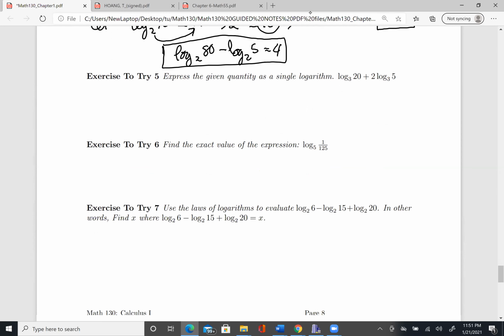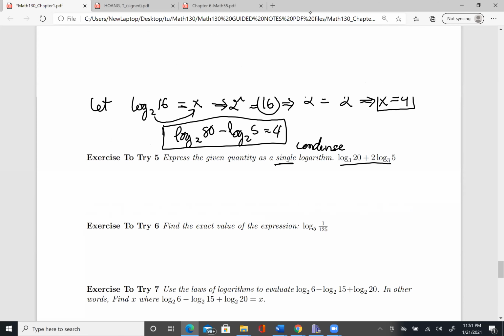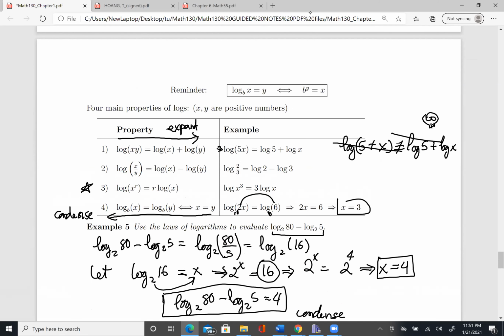So let's try to do exercise number 5. We're going to express the given quantity as a single logarithm. Okay, so what does that mean? We want to make these two into a single one. That means we try to condense, right? Condense. You want to go from the right to the left.